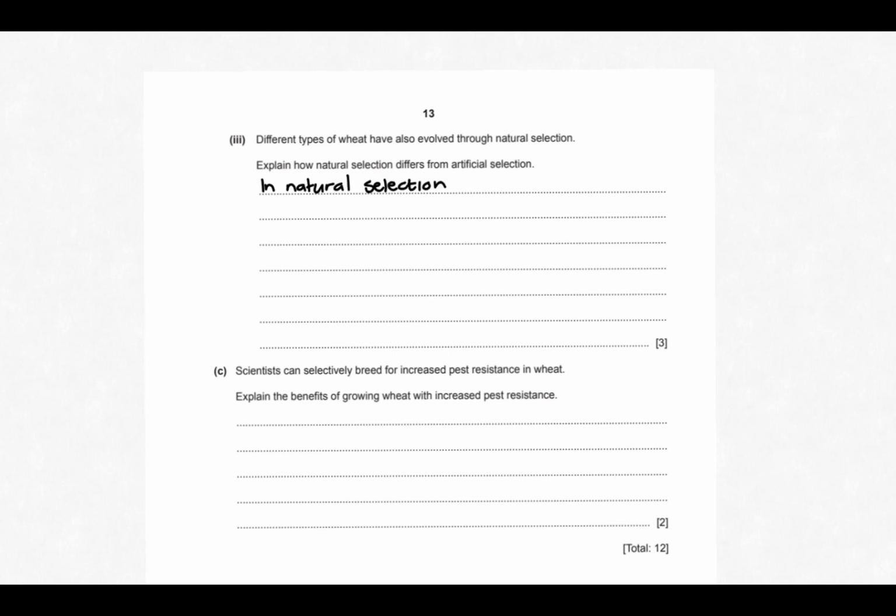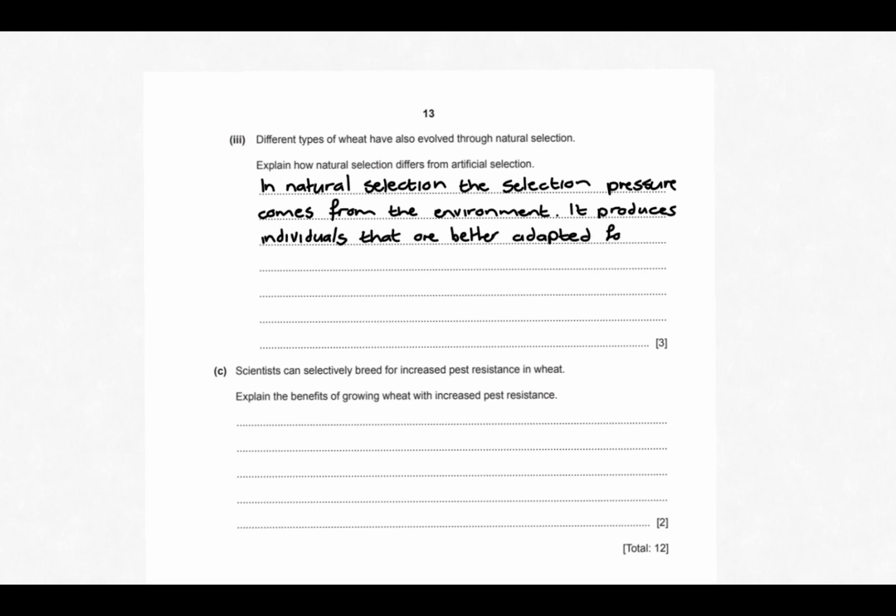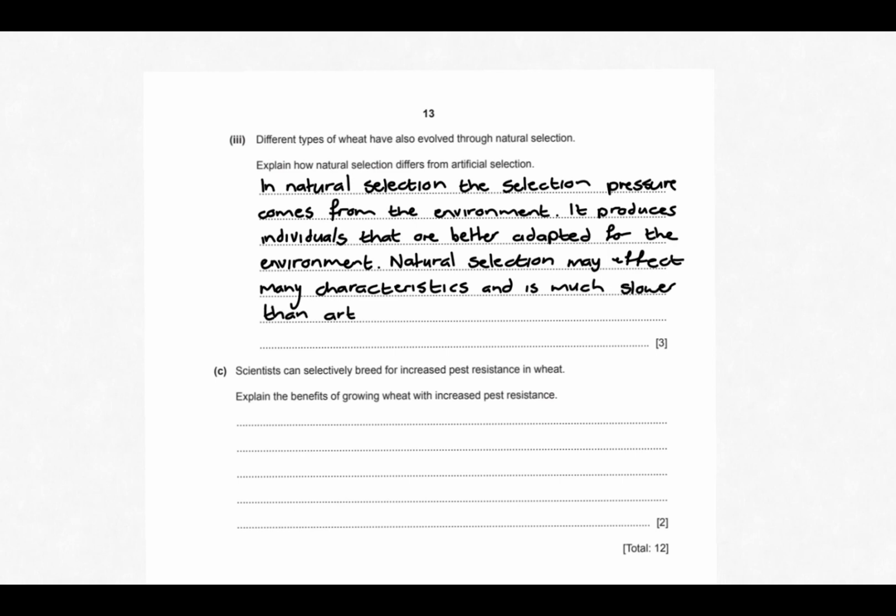So in natural selection, the selection pressure comes from the environment. It produces individuals that are better adapted for the environment. Natural selection may affect many characteristics and is much slower than artificial selection. Remember, with the wheat example where we used artificial selection, we only tried to change one characteristic, and that is for the plants to flower in less amount of daylight. With natural selection, more characteristics are chosen by the environmental pressures and more characteristics will be altered.